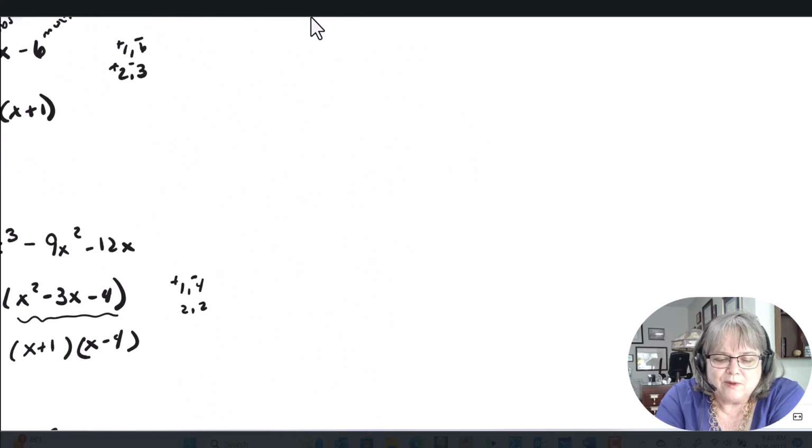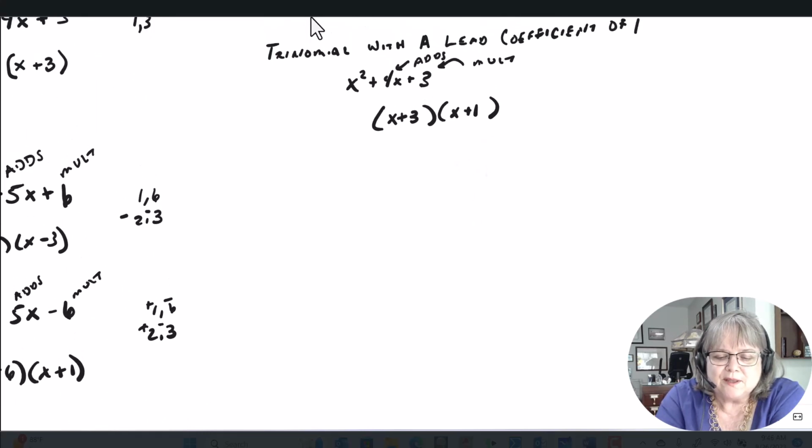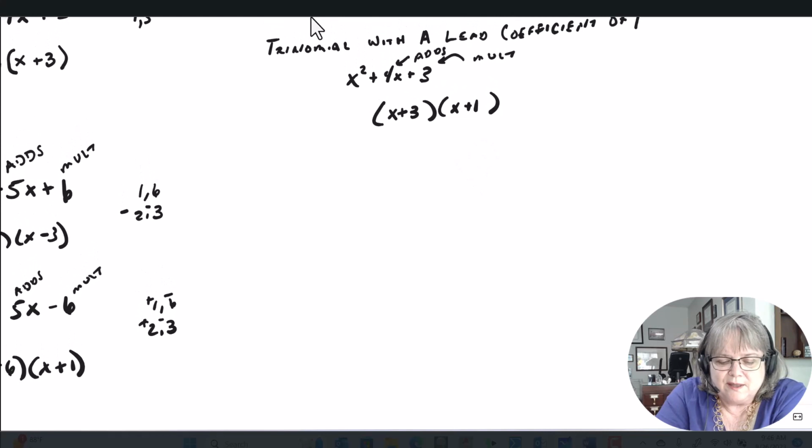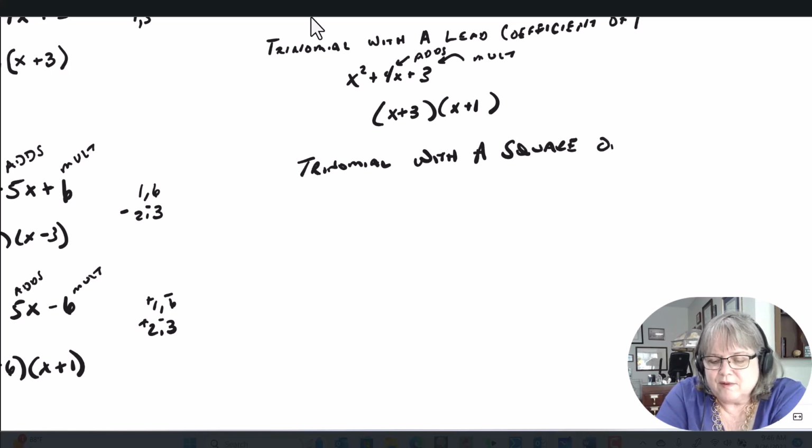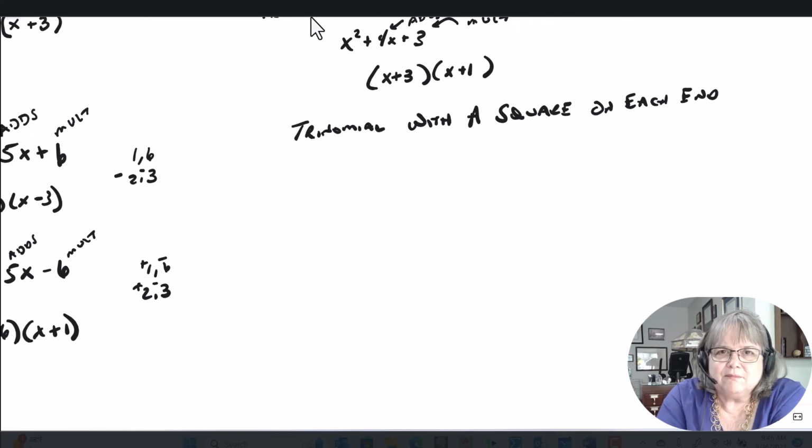So when we go back to our list, what you constantly do is update your list. So the next case is, does it have a square? Let me start this over. Is it a trinomial with a square on each end? And if you want to put a little example down here to remind yourself of how that works, this is a great place to do that.